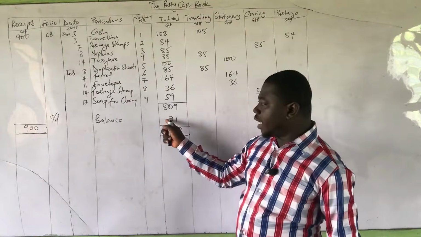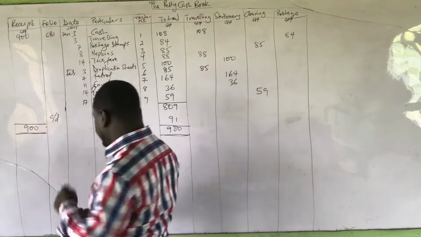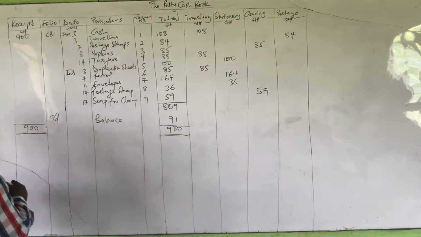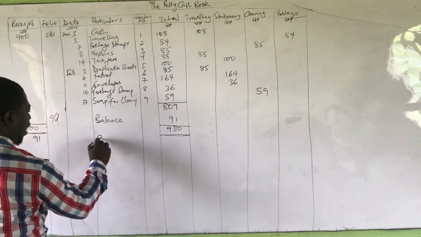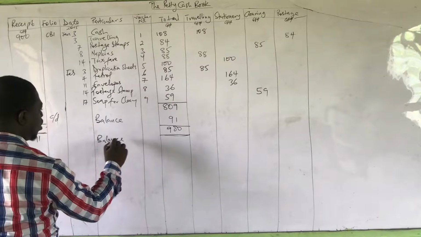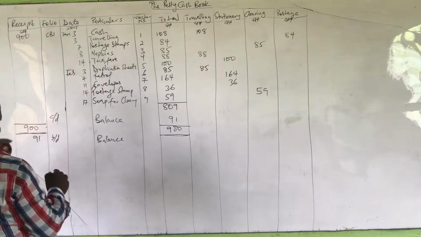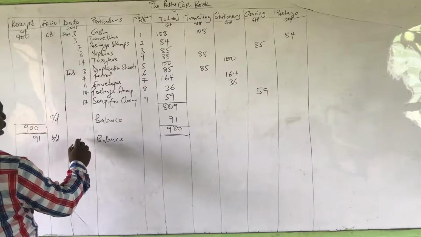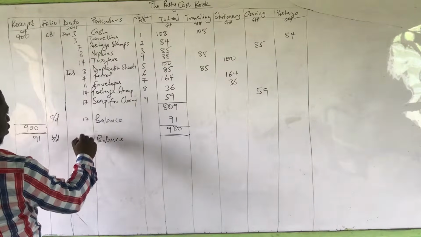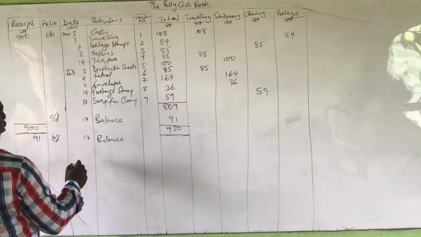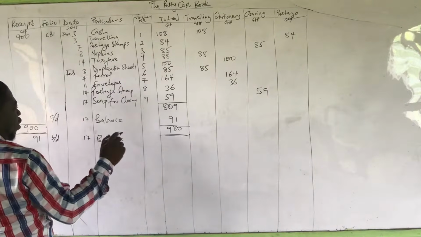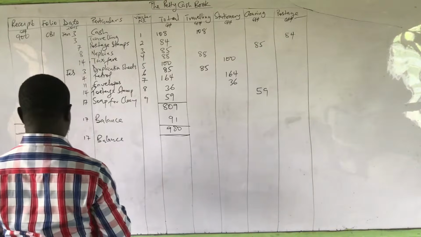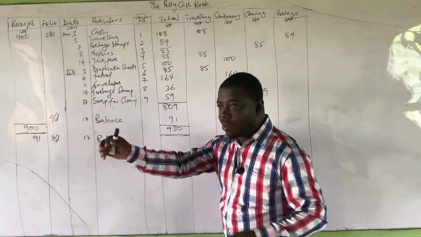And once we have a balance carried down, then there should be a balance brought down as well. So we bring this 91 down here, and then we call it balance brought down. And it will be on the same day, 17th. So we have a balance brought down of 91, and then a balance carried down of 91. So this is how to go about it.